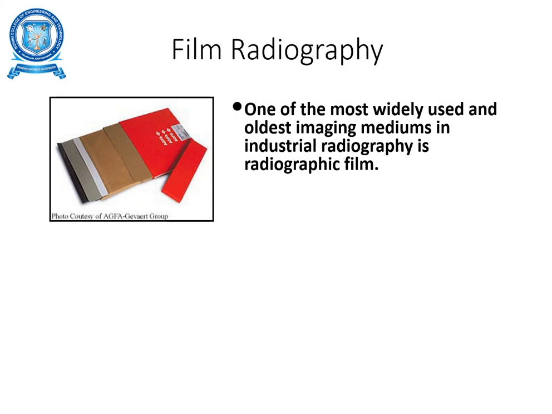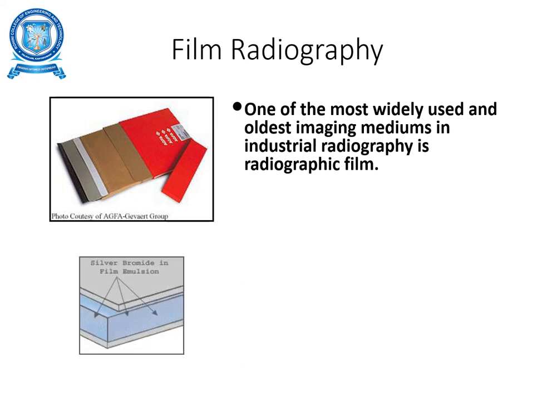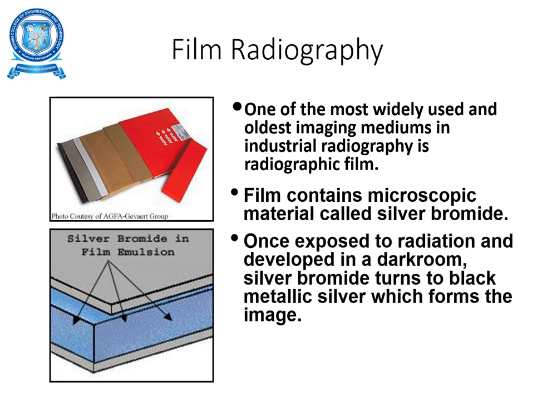It is one of the most widely used and the oldest imaging mediums in industrial radiography, using radiographic film. This film contains a microscopic material called silver bromide. Once exposed to radiation and developed in a dark room, the silver bromide will turn into black metallic silver, and thus the image is formed here.